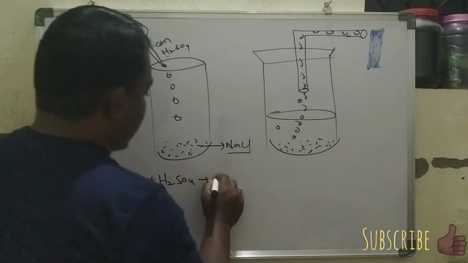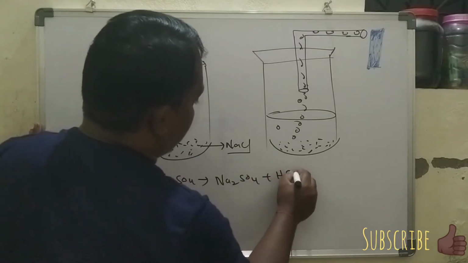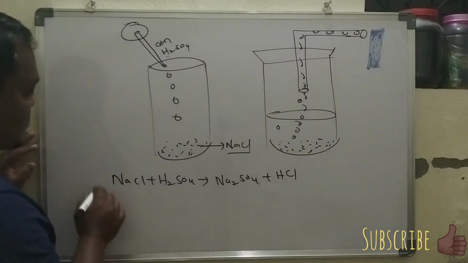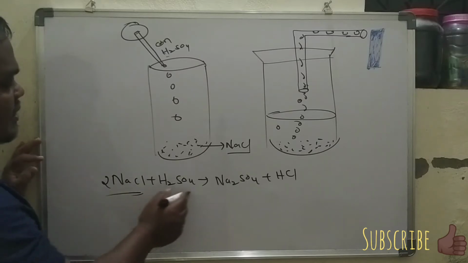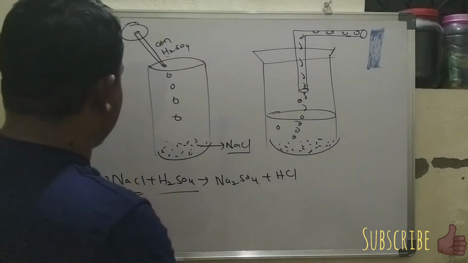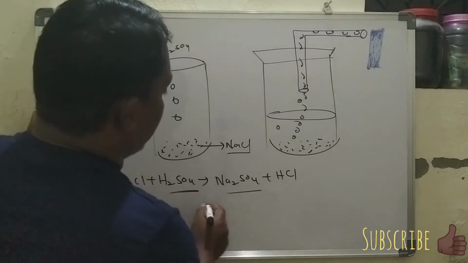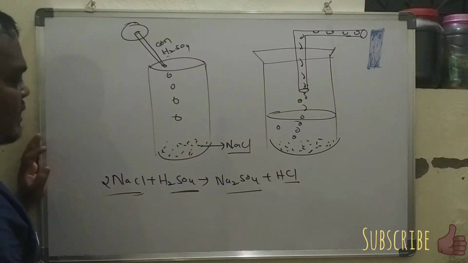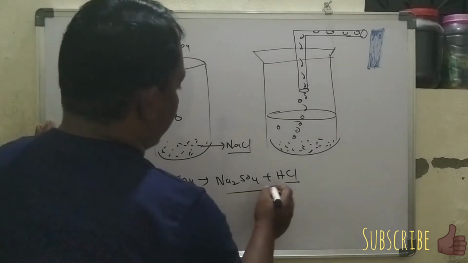So we are going to get Na2SO4 plus HCl gas. This is what we can call a metallic salt along with an acid; we get the salt, and again hydrogen chloride. Here we are going to get hydrogen chloride.